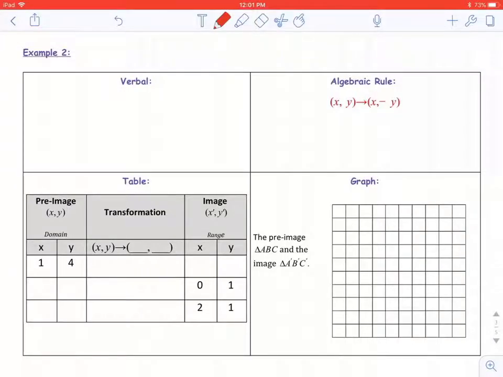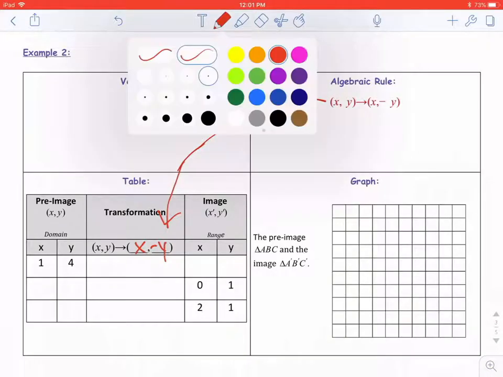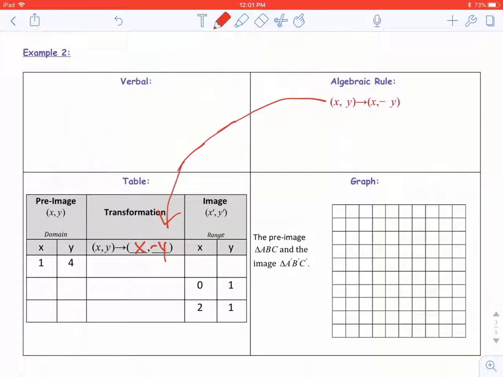Let's take a look at example 2 for reflections. For this example, we're given our algebraic rule, and we're also given some points in the table, but not all of them. So let's go ahead and transfer the algebraic rule to our table. So we have our rule: for every x it stays the same, and our y is going to change sign. And so for our first point, we're given 1, 4.